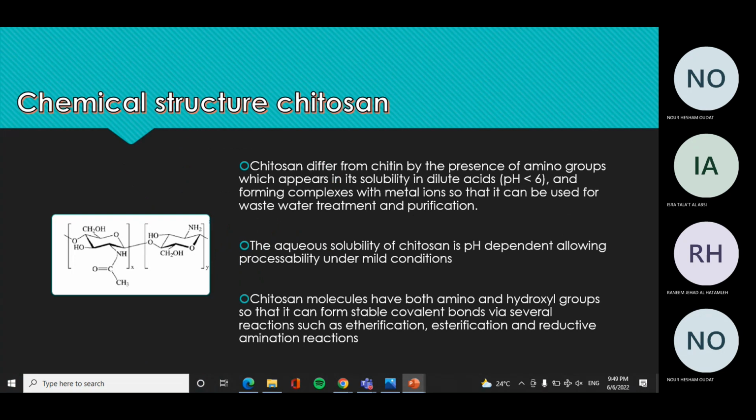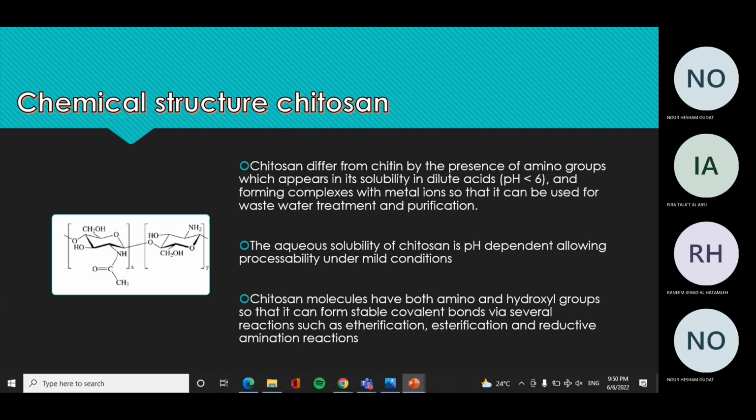And at this point, we talk about the chemical structure of chitosan. In the picture, we show the chemical structure of chitosan. Chitosan differs from chitin by the presence of amino groups, which appears in its solubility in dilute acids, pH less than 6, and forming complexes with metal ions so that it can be used for wastewater treatment and purification. The aqueous solubility of chitosan is pH dependent, allowing processability under mild conditions.